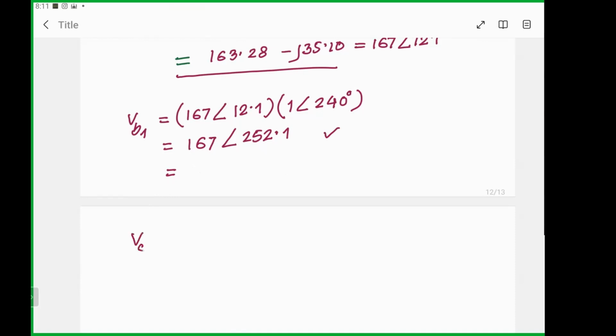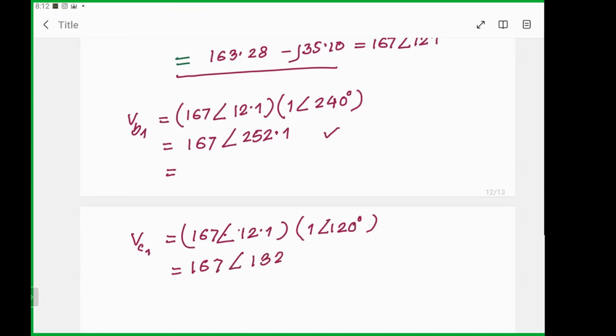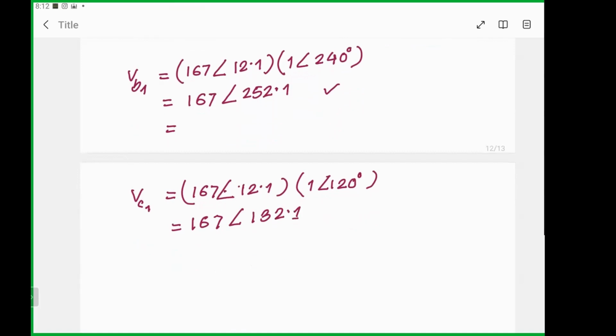So VC1 would be equal to 167 at an angle of 12.1, and that has to be multiplied with 1 at an angle of 120, so it is 120 degrees. So this will be 167 at an angle of 132.1. So if we keep up to this, that's fine. But if you want to convert it to rectangular, you can do this. Okay, so that's all right. Now we will do the next one. There is no problem with this one, right? All of you are happy?